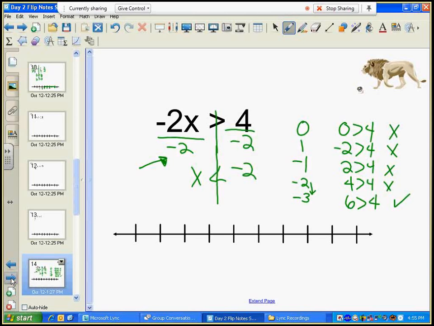So whenever you're dividing or multiplying by a negative number, you actually can't hear this, but I'm actually going to make this lion roar. I can hear that. I'll show you in school, okay?